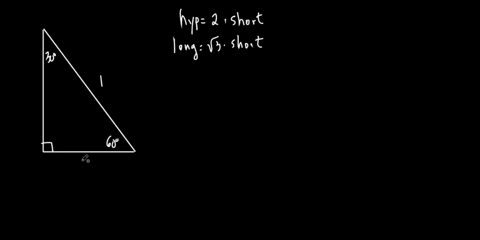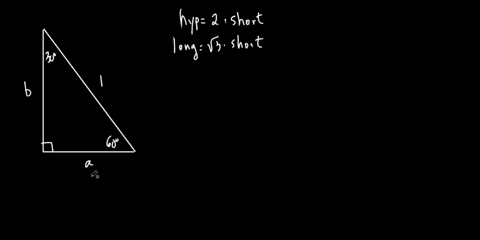So what do I want to do? I want to find the short leg, let's just call it A, and the long leg, let's call it B. Is that all right? Doesn't matter what you call it. Could have called it X and Y. I just called it that. So let's find A first. That's the short leg.